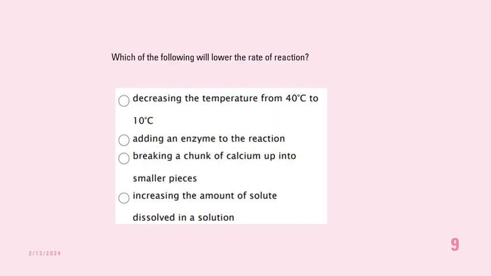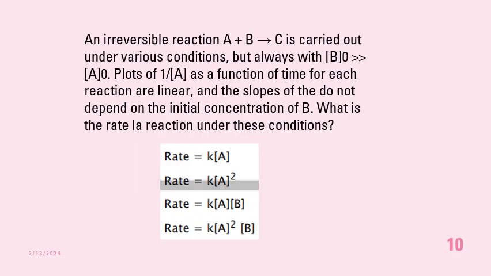Okay, the next question is, which of the following will lower the rate of reaction? The reaction rate will be lower from the given answer choices. We can see that by decreasing the temperature. And adding an enzyme, that's a catalyst, will increase the rate. Breaking, that means you are having more surface area, so it will increase the amount of solute dissolved in a solution. That means you are increasing the concentration, so it will increase. Only in the case of temperature it will decrease.